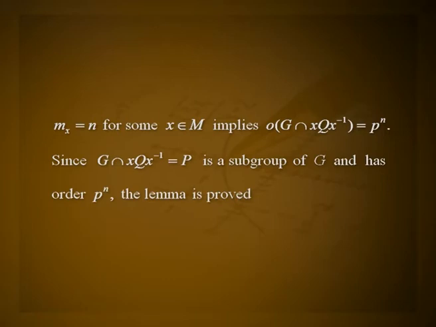Since G ∩ xQx⁻¹ = P is a subgroup of G and has order p^n, the lemma is proved. Third proof of Sylow's theorem.